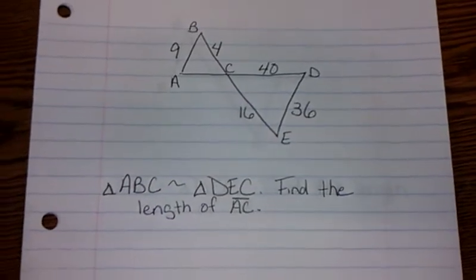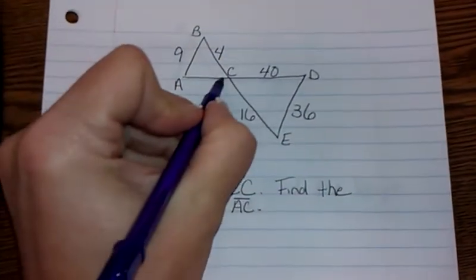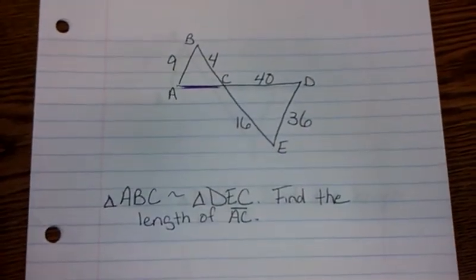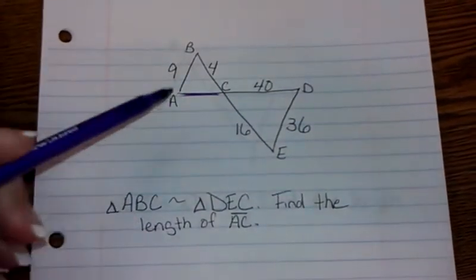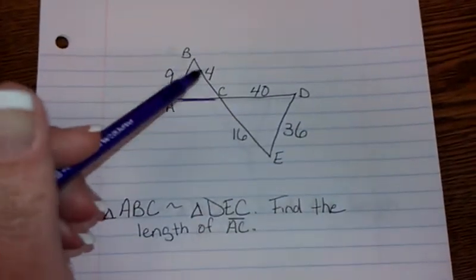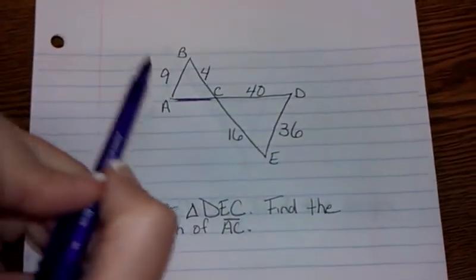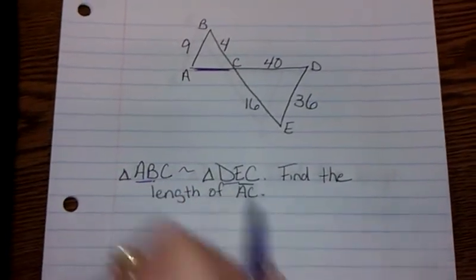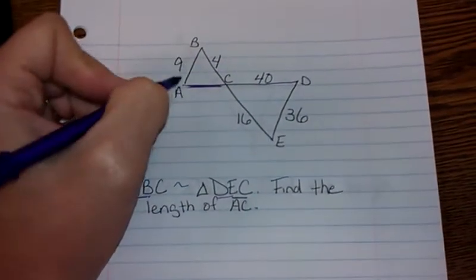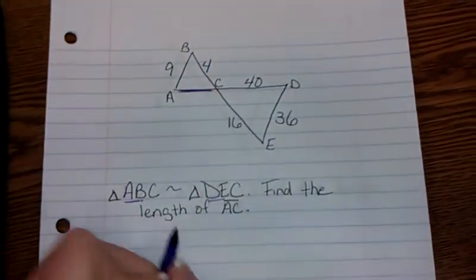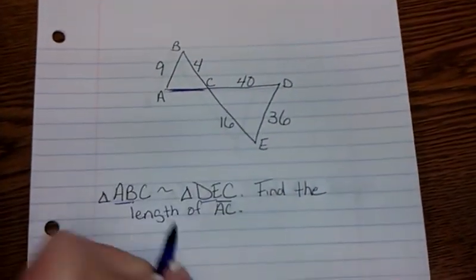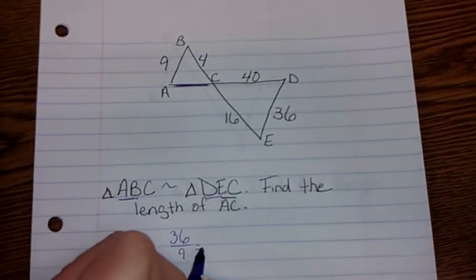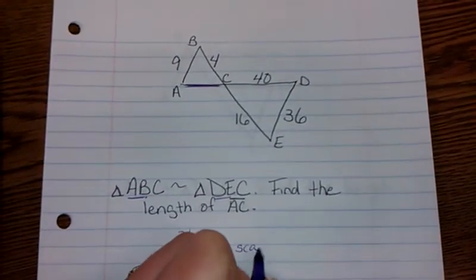Okay, on this one, we're trying to find the length of AC, which is right here. Well, what side does AC match up with? You've got to figure out, because my triangle is kind of twisted and inverted. But I know that right here, AB and DE match up. Here's AB, here's DE. So if I take 36 divided by 9, it gives me 4. Here's my scale factor.